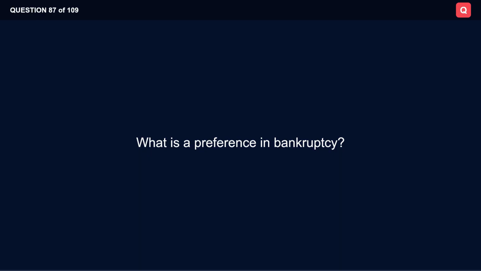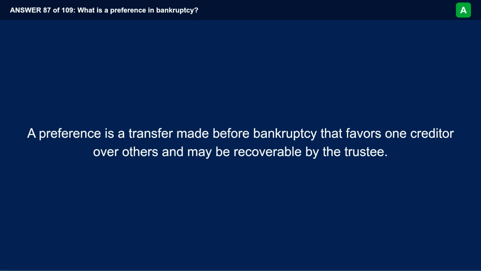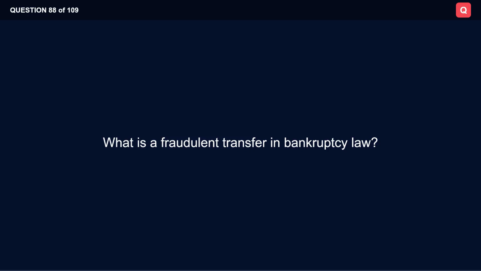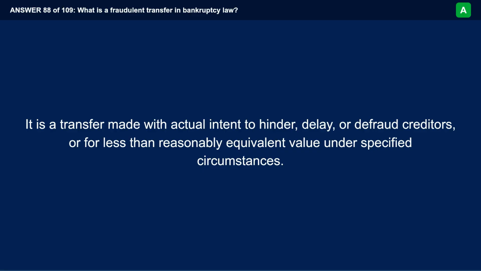What is a preference in bankruptcy? A preference is a transfer made before bankruptcy that favors one creditor over others and may be recoverable by the trustee. What is a fraudulent transfer in bankruptcy law? It is a transfer made with actual intent to hinder, delay, or defraud creditors, or for less than reasonably equivalent value under specified circumstances.